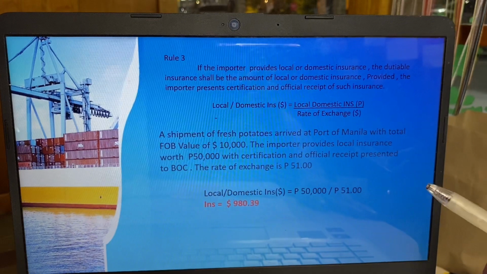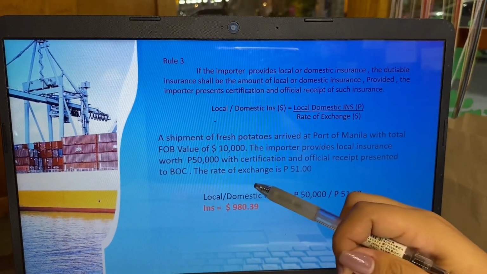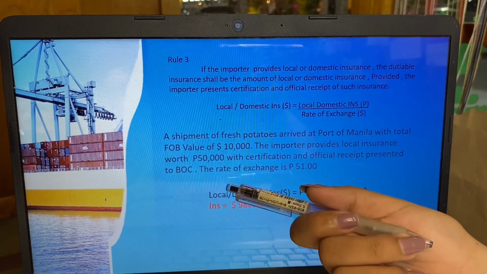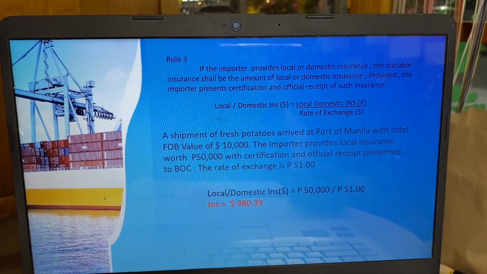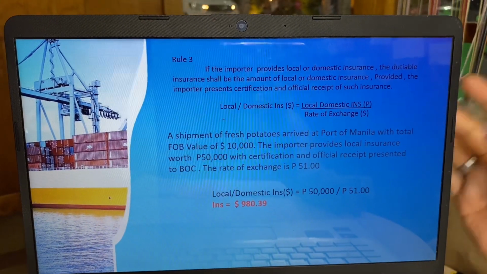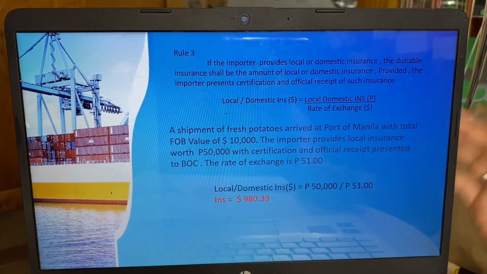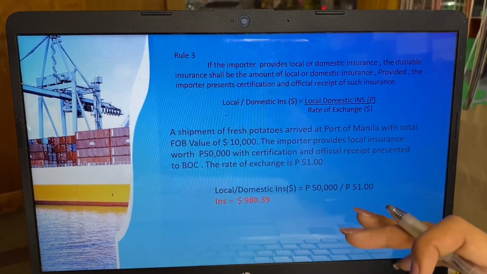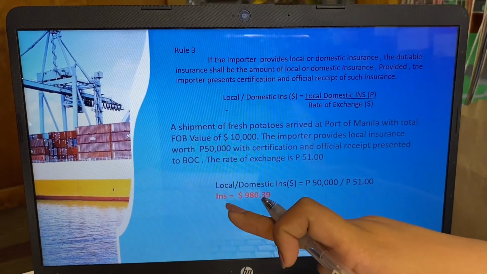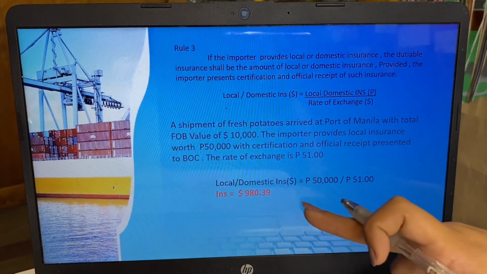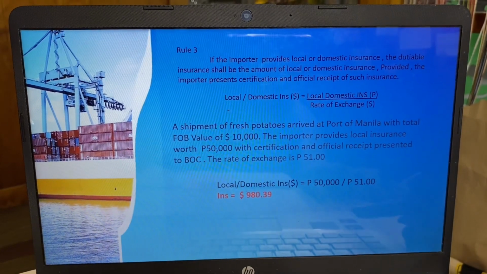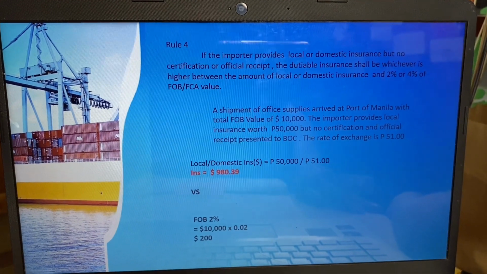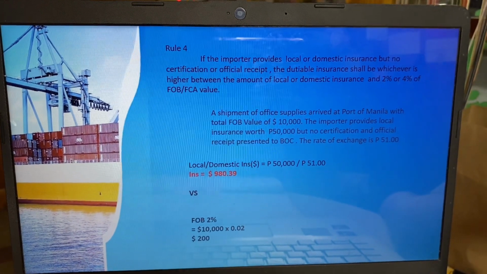So maybe you're asking, kinsay muhatag na to ang rate of exchange? So ang muhatag na to ang rate of exchange kay ang Bangko Sentral ng Pilipinas. Sila yung muhatag ang rate of exchange. And then ma-change na siya, I think every week. So that's it. So you're going to divide it 50,000 divided by 51, then you would get an insurance na $980.39 US dollar.